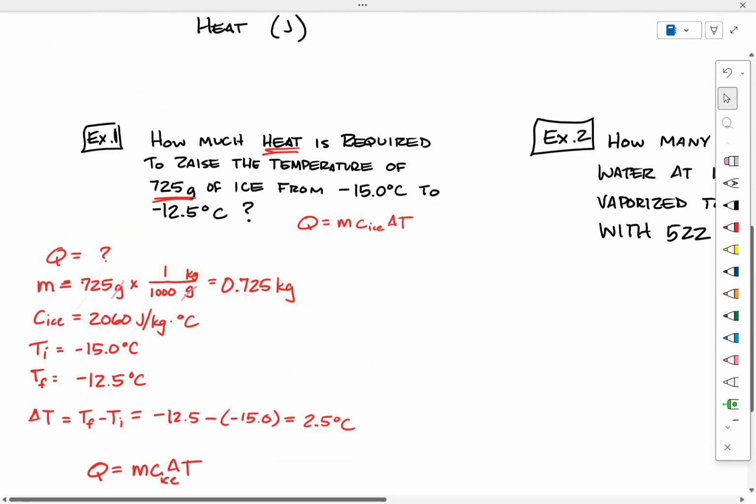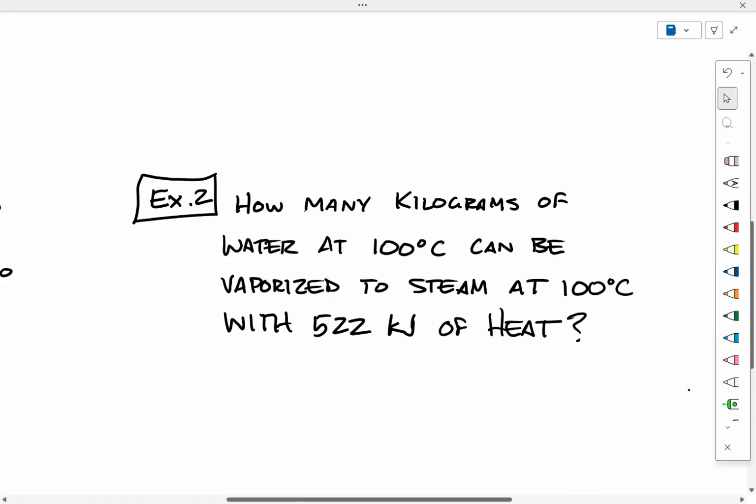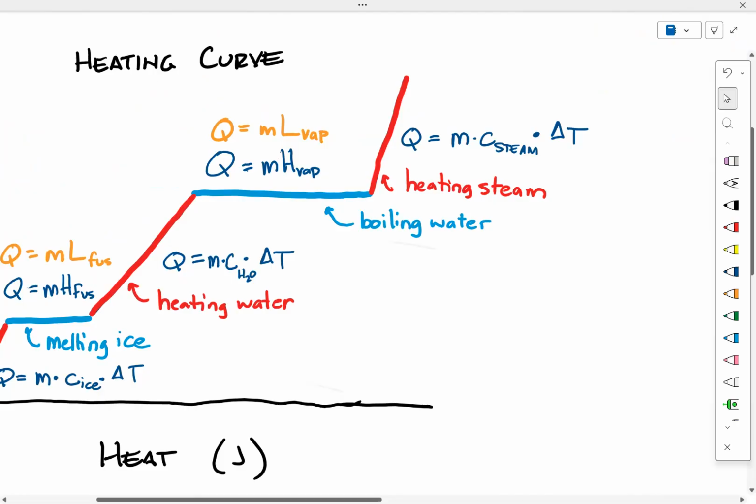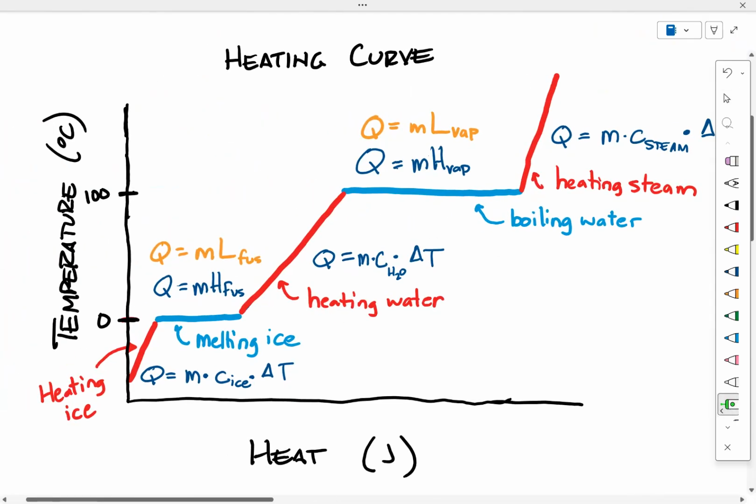Great. Let's look at another calculation. In this calculation, the question is a little bit different. How many kilograms of water at 100 degrees Celsius can be vaporized to steam at 100 degrees Celsius with 522 kilojoules of heat? So in this question, we're talking about water that's at 100 degrees Celsius being converted into steam. So we're somewhere along this part of the diagram where we're vaporizing water. And that's where we use this equation here.